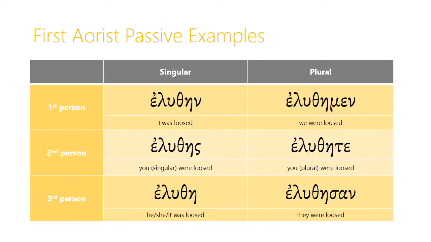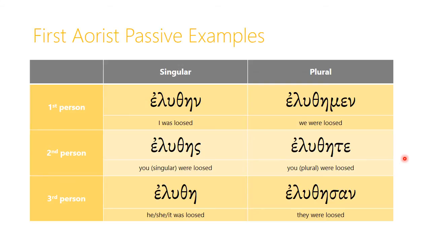The first person singular is going to be eleuthein, and that would mean I was loosed again. The second person singular will be eleutheis, and that would mean you, singular, were loosed, or you were set free. The third person singular would be eleuthe, and that would mean he, she, or it was loosed. Moving over to the plural, the first person plural would be eleuthemen, we were loosed. The second person plural would be eleutheta, you, plural, were loosed. And the third person plural would be eleutheson, they were loosed.